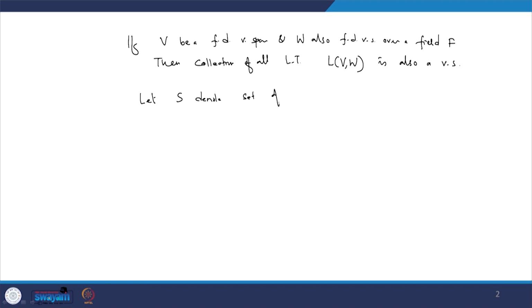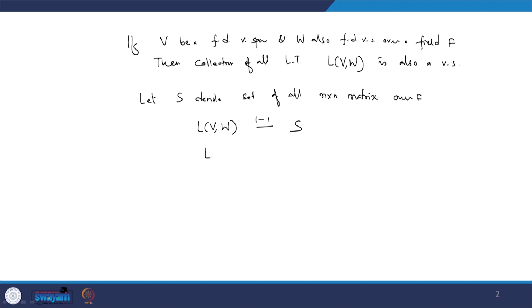Apart from that, we have also seen that if S denotes the set of all m cross n matrices over capital F, then there is a one-to-one map between this set and L(V, W). For each linear transformation in L(V, W), one can associate an m cross n matrix over the same field. Now, I will stick to linear operators instead of linear transformations.